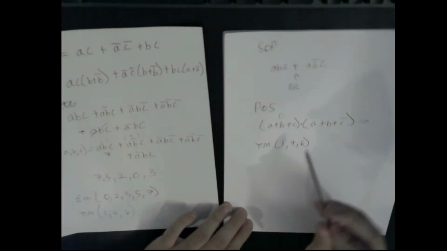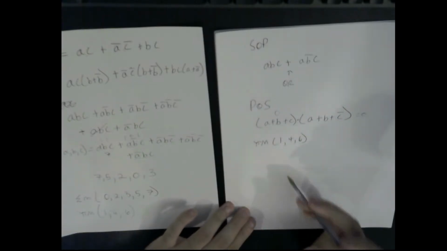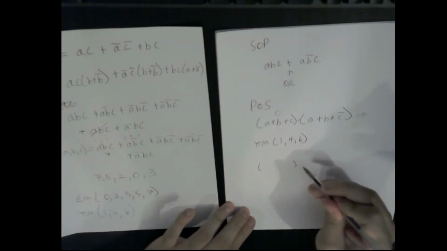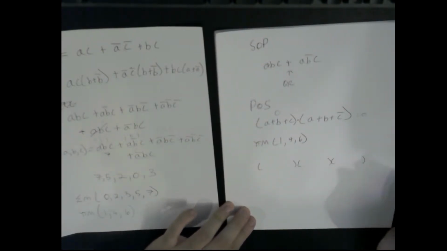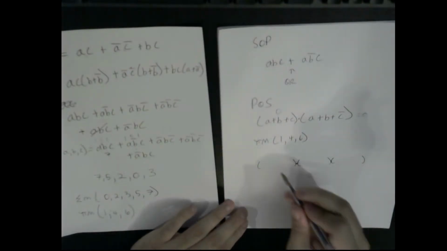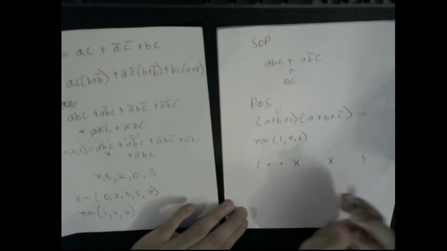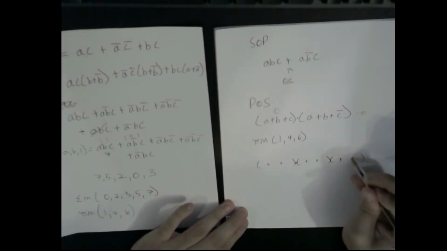So I'm now going to convert this, right? This has 3 terms in it. It's 1, 4 and 6. So I'm going to have 3 different terms in my POS equation, and all of these are ANDed together. Within each term, the variables are going to be separated with ORs, right? This is a 3 input equation, so I'm going to have that.